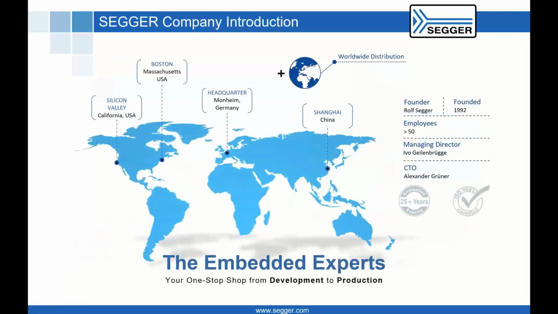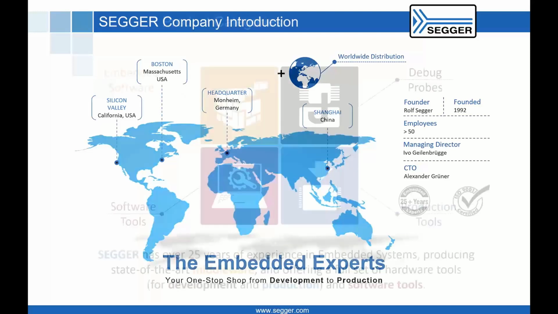So just real quick about SEGGER. We're a global development tools company. We've been around for over 25 years. It's actually 28 years now. And we have offices all around the world. The headquarters are over in Germany, near Düsseldorf, in a city called Monheim. We also have offices in the Boston area, on the East Coast, and then in Silicon Valley, where I'm located over in California. And we also just recently opened up our China office in Shanghai.